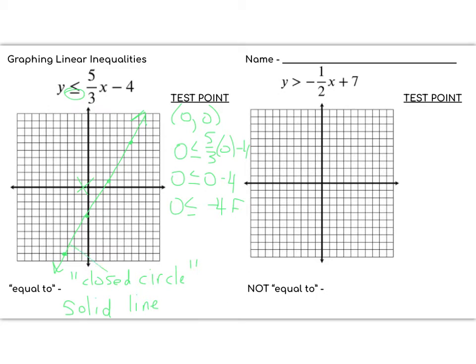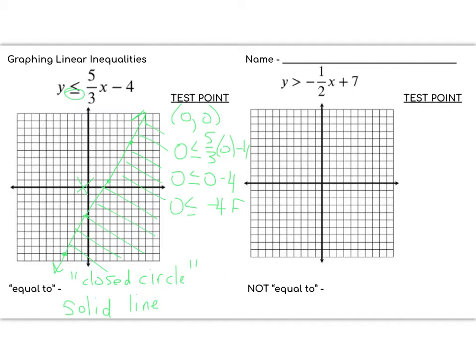So I'm going to shade on the other side of the line. Since that was a false statement, I shade on the other side of the line. And don't fill it in. Do little lines like this. Don't actually shade in the whole thing because we need to be able to see what's going on underneath that, especially for what's coming up in a couple of lessons.